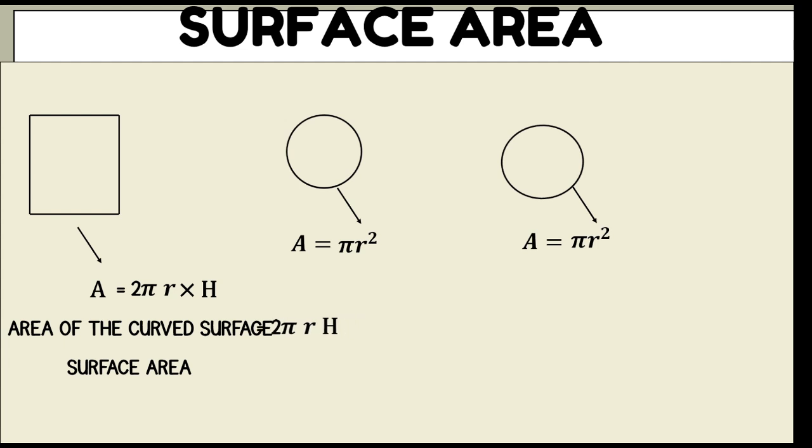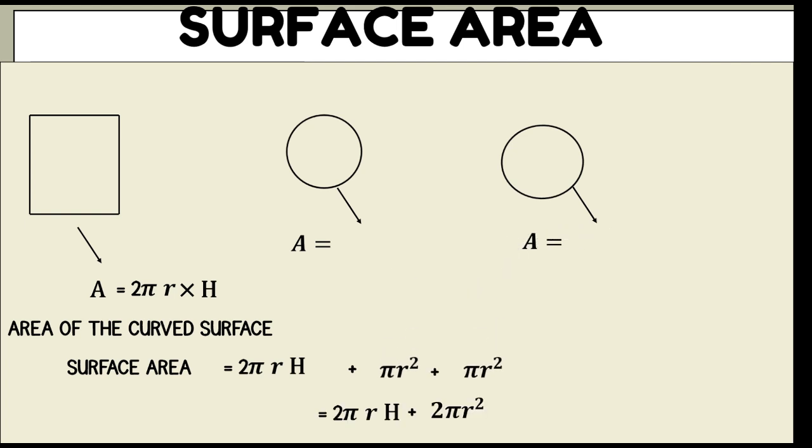Now, to get the total surface area, that will be 2 pi rh plus pi r square plus pi r square. That will give us a total of 2 pi rh plus 2 pi r square.